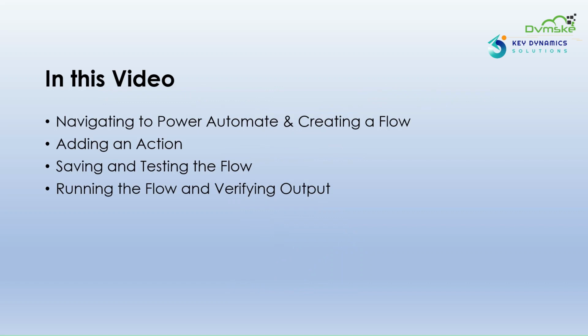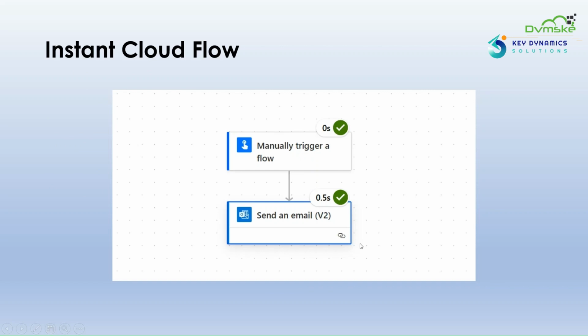We will cover navigating to Power Automate. We'll add actions, save and test the flow. And finally, we will run it to verify the output. So let's get started. In this video, we will create an instant cloud flow and use the Office 365 Outlook connector to send an email.